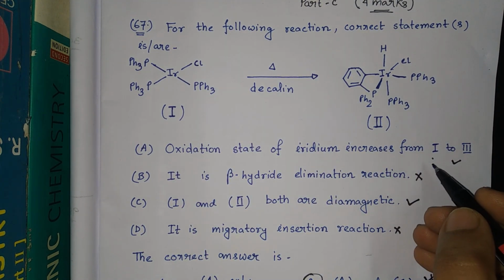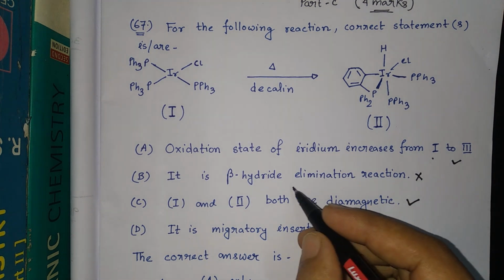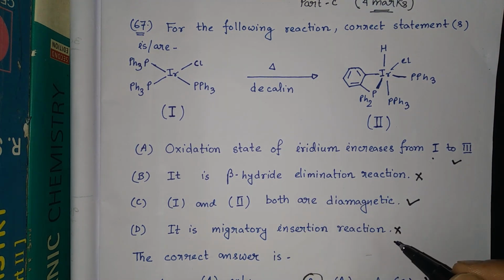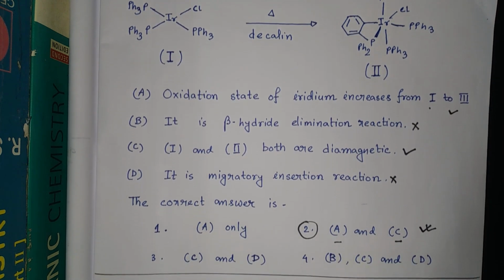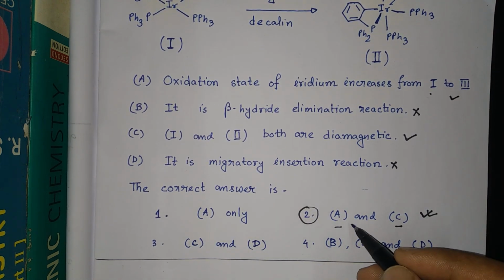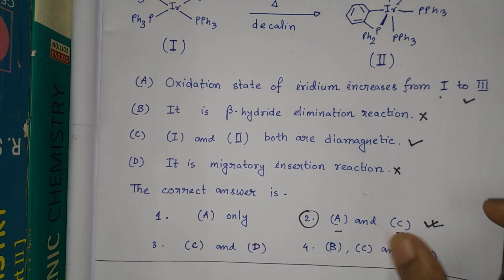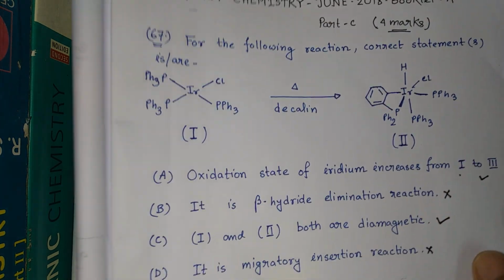The comments are on the oxidation state, beta hydride elimination, whether it is diamagnetic or not, and the migratory insertion. Which of these comments is true? A is true, or A or C is true, or C or D is true, or B, C, D is true. We have to find the correct answer. So guys, first we will look at the mechanistic details of this reaction.